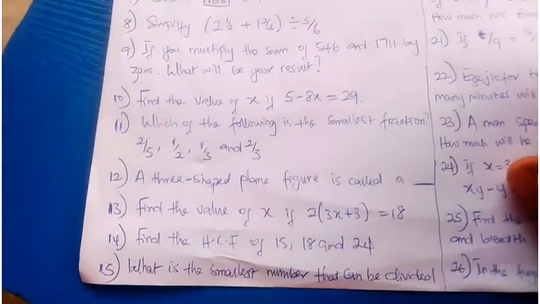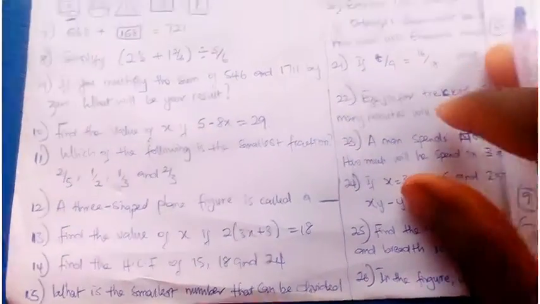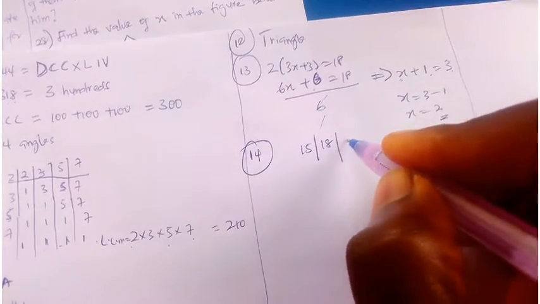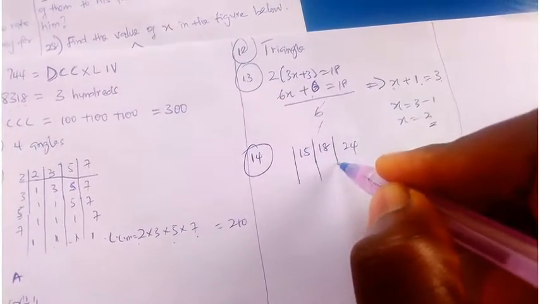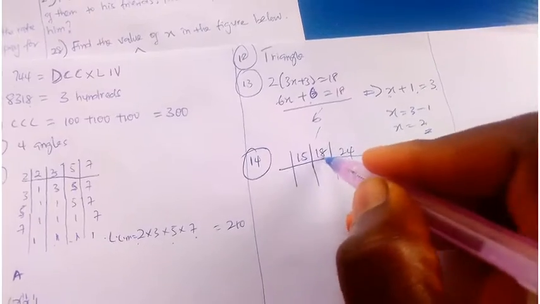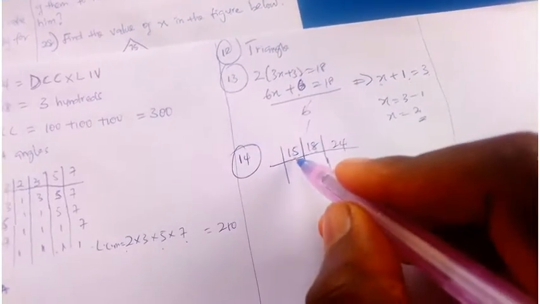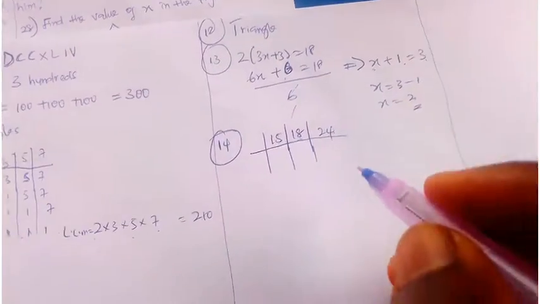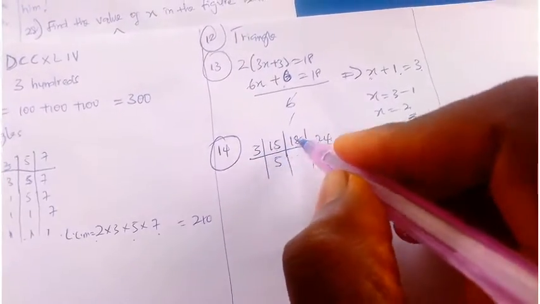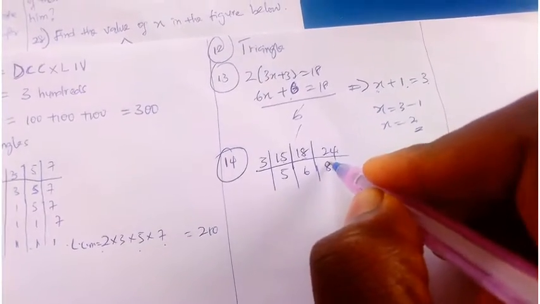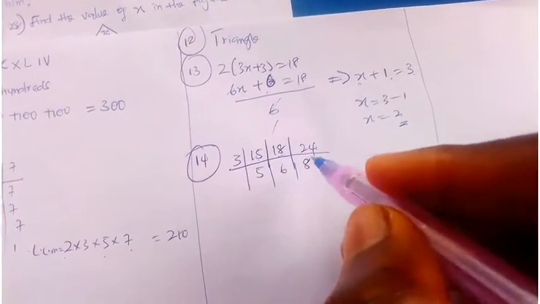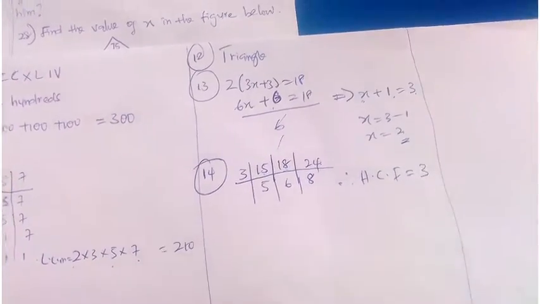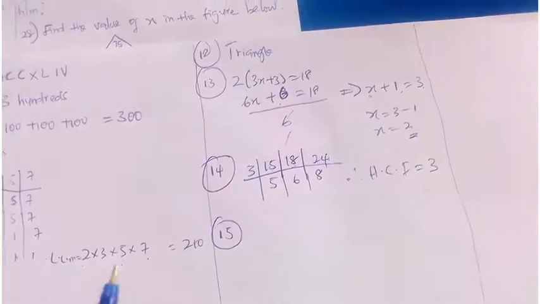Number 14 question. Let's see. Find the HCF of 15, 18, and 24. That is the number that can go into all three of them without remainder. 2 can go here, but it cannot go into all three of them. 3 can go here, it can also go into 24. So if I divide by 3, 5, 6, and 3 times 8 is 24. Can anything go into these again? No. So therefore, HCF equals 3.